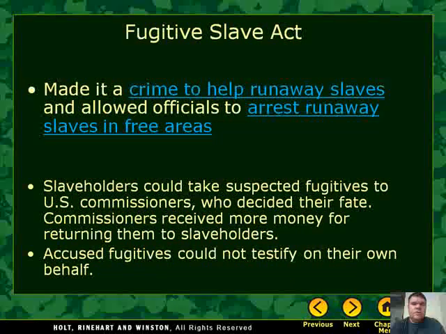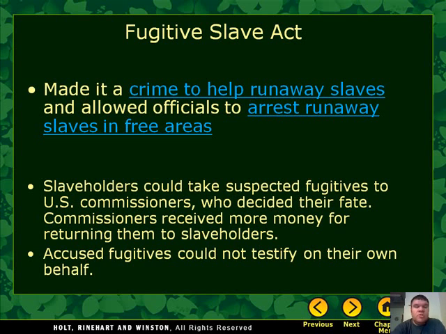Let's talk about the Fugitive Slave Act a little bit more. It made it a crime to help runaway slaves. And so those people on the Underground Railroad, after the Compromise of 1850, were breaking the law. And it also allowed officials to arrest runaway slaves in free areas. So if you were an African American walking through a northern city and someone accused you of being a runaway slave, or you looked like a runaway slave from the South, you could be arrested.